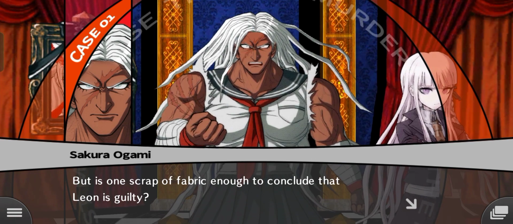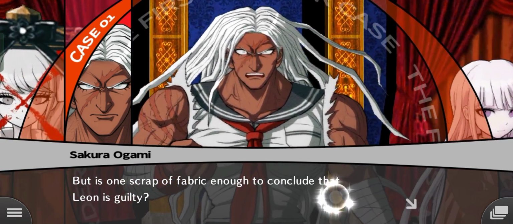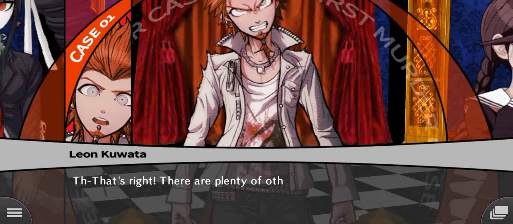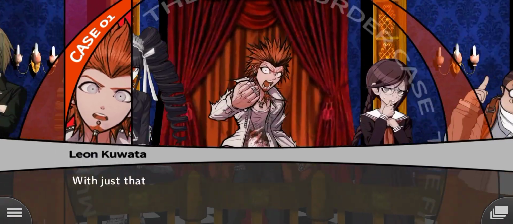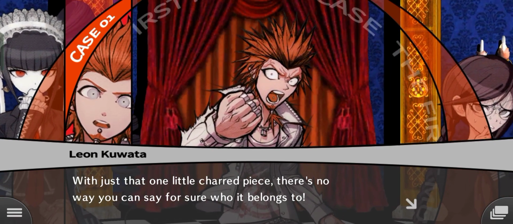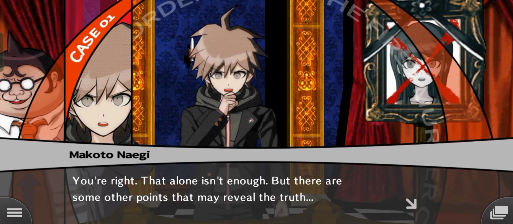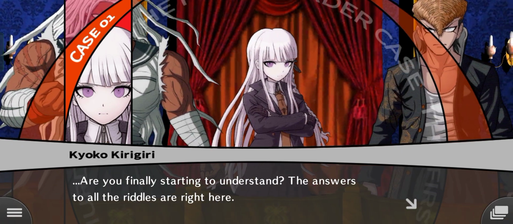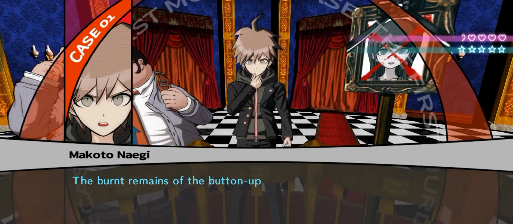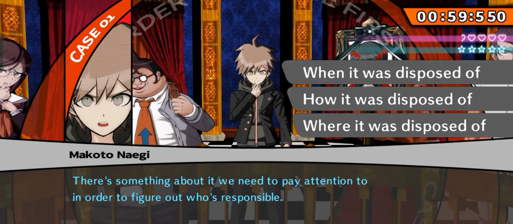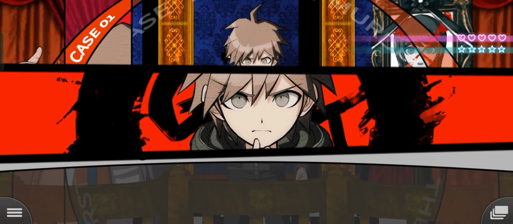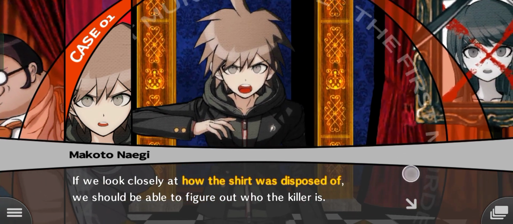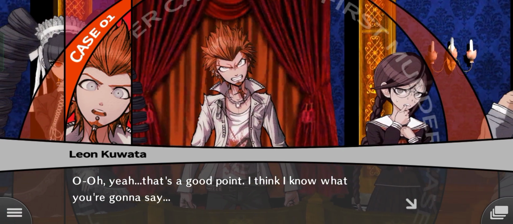But is one scrap of fabric enough to conclude that Leon is guilty? Yeah, I mean, Leon's not the only one wearing a white button-up. That's right. There are plenty of other people here with shirts like mine. With just that one little charred piece, there's no way you can say for sure who it belongs to. You're right. That alone isn't enough. But there are some other points that may reveal the truth. Are you finally starting to understand? The answers to all the riddles are right here. Yeah, I think so. I got it! If you look closely at how the shirt was disposed of, we should be able to figure out who the killer is. Oh yeah, that's a good point. I think I know what you're gonna say.